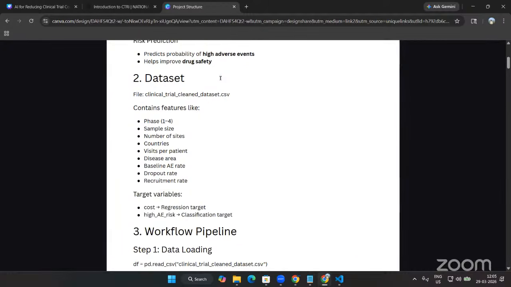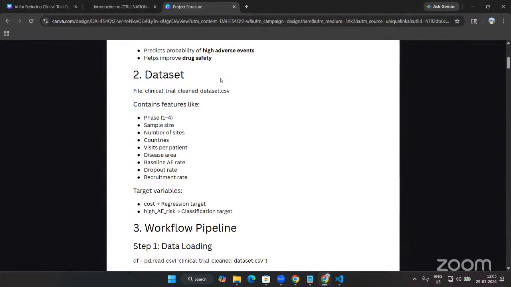Now, for this, we need a data set. The data set has a couple of features. It is named clinical_trial_cleaned_dataset.csv. These are the features inside it. Phase, the values inside the phase could be 1, 2, 3, 4. So that is the first part. Then sample size, number of sites, countries, visits per patient, disease area, baseline AE rate, dropout rate, recruitment rate.